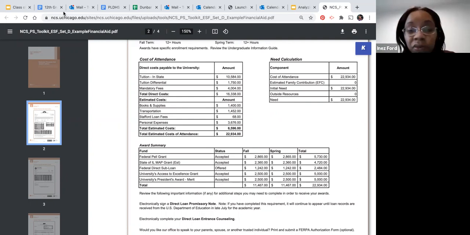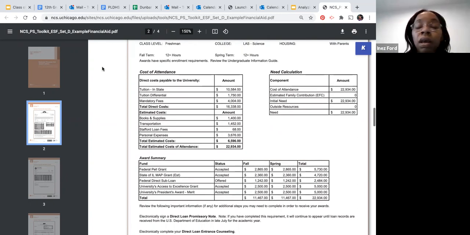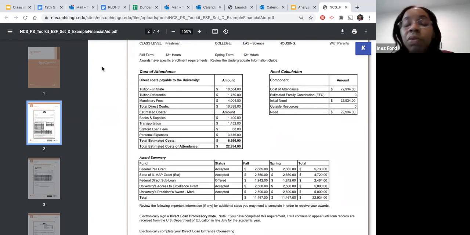And if you have any questions, of course, please contact your counselor. You can contact us. You can contact your college bound rep if they're there. But we just wanted to give you an idea of how to analyze financial aid award letters.